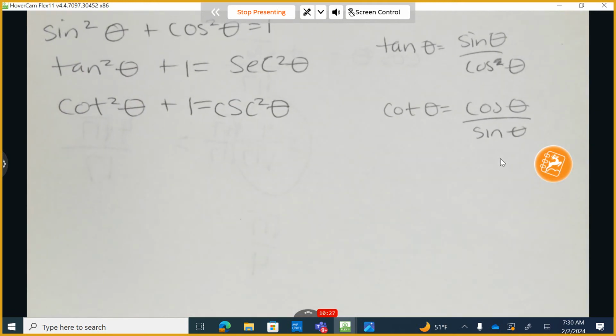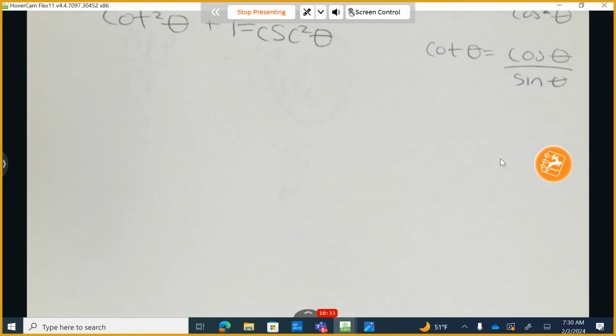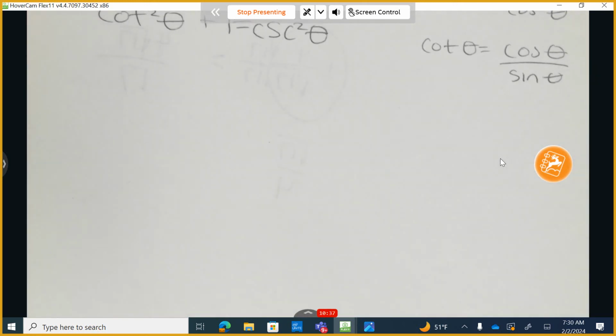I'm going to fold my paper just so that we're able to see both the top and the bottom. It says use the fundamental identities to simplify the trigonometric expressions. Give me 1 second to fold here. Oh, that's an ugly fold. We are looking right now at number 5.